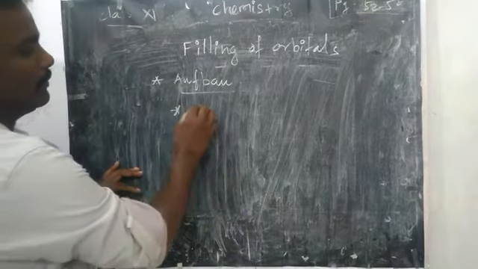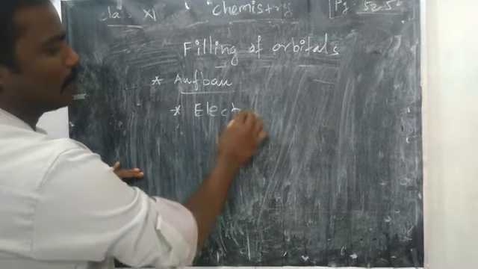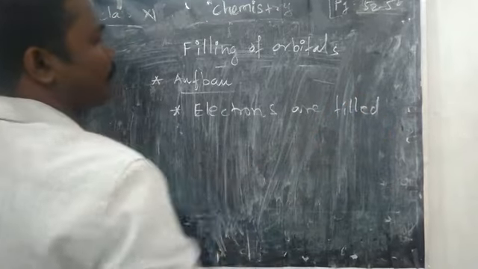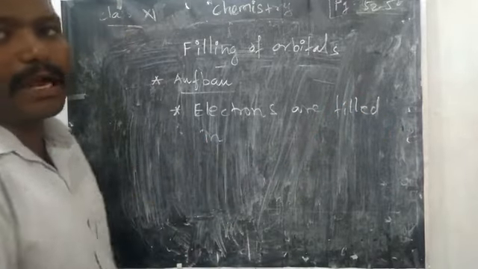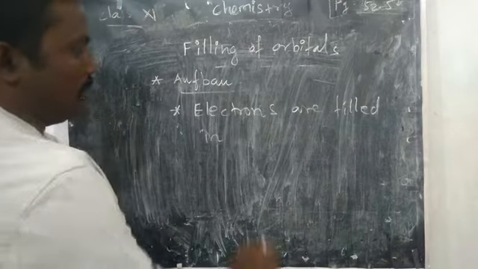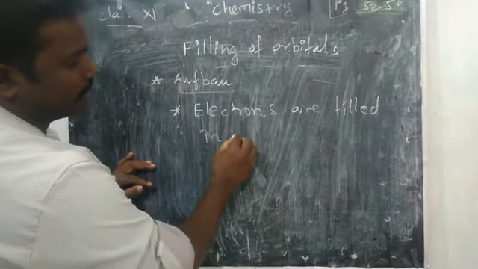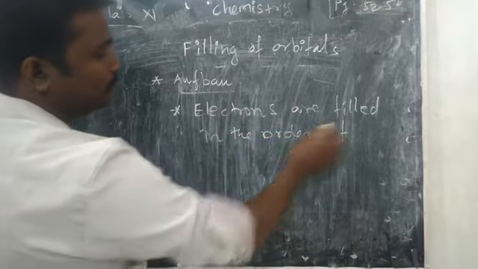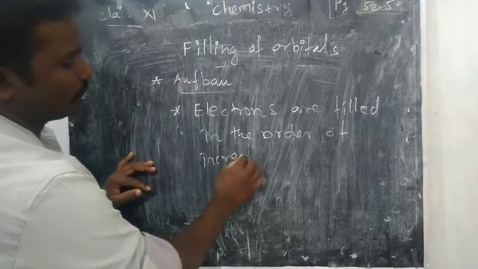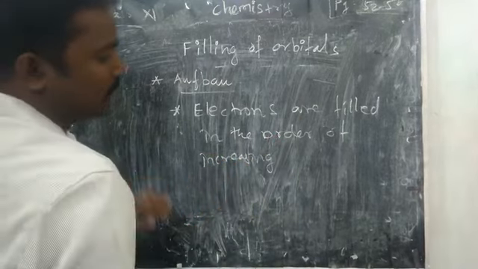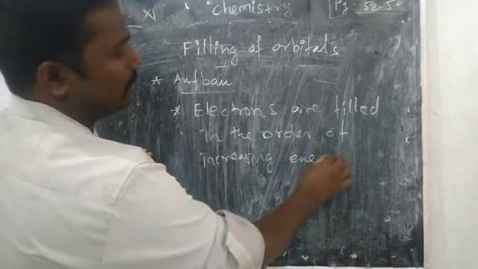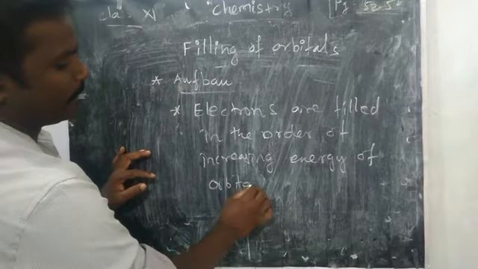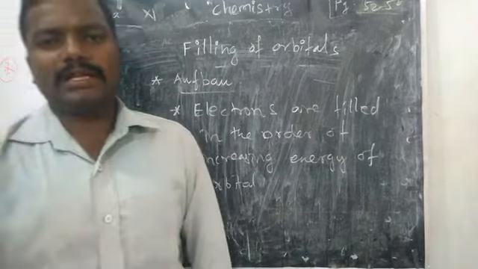Electrons are filled in the increasing order of energy level of orbitals. So from lowest energy to highest.